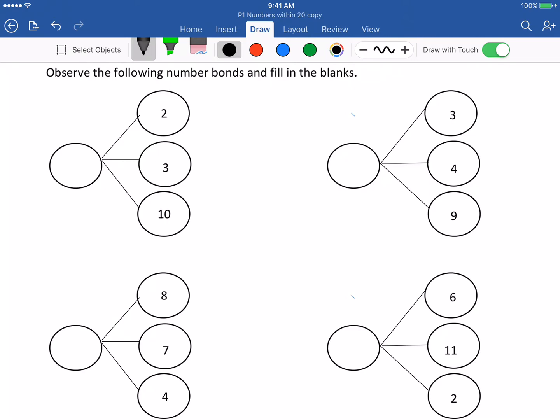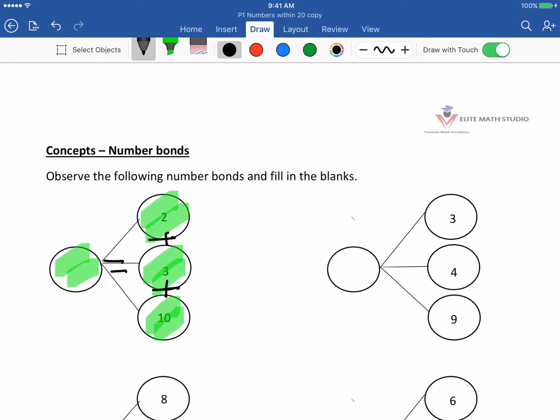Okay, so let's try the first one first. 2, 3, 10, and a blank. So the concept is like this. 2 plus 3 plus 10. What's 2 plus 3? 2 plus 3 is actually equal to 5. 5 plus 10 is actually equal to 15.